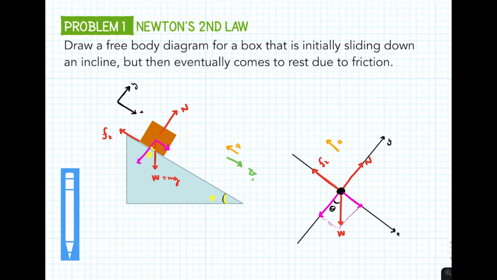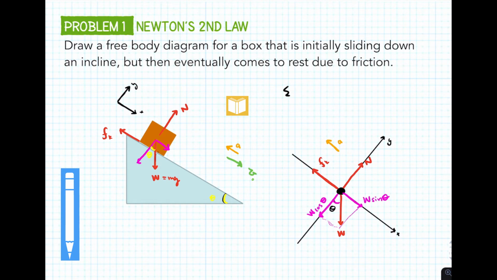Okay, so really what we're looking for is this one is weight cosine theta. Why is it cosine? Yeah, it's the adjacent side to this angle, right? And then that means this is weight sine theta. And now we have only vectors on the axes that we chose that are perpendicular. If we want to do Newton's second law, we can sum in the x and y direction.